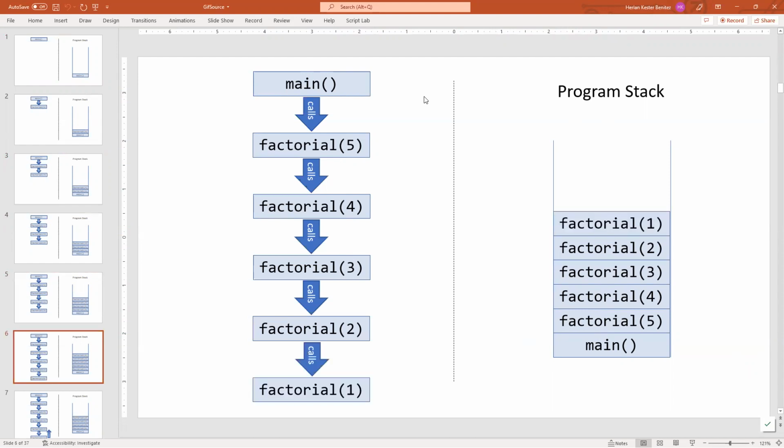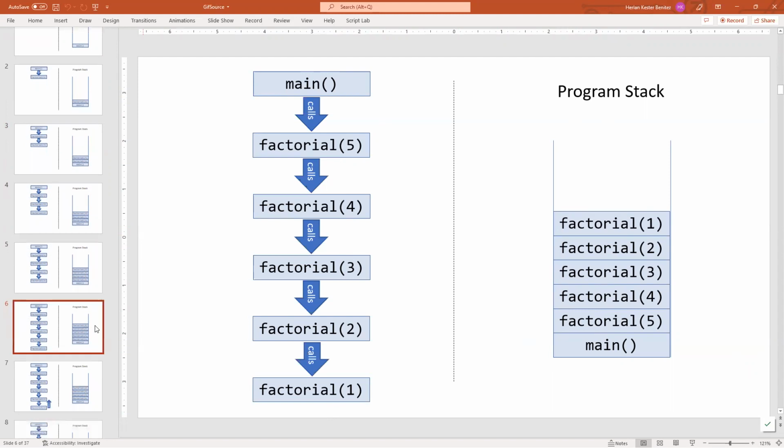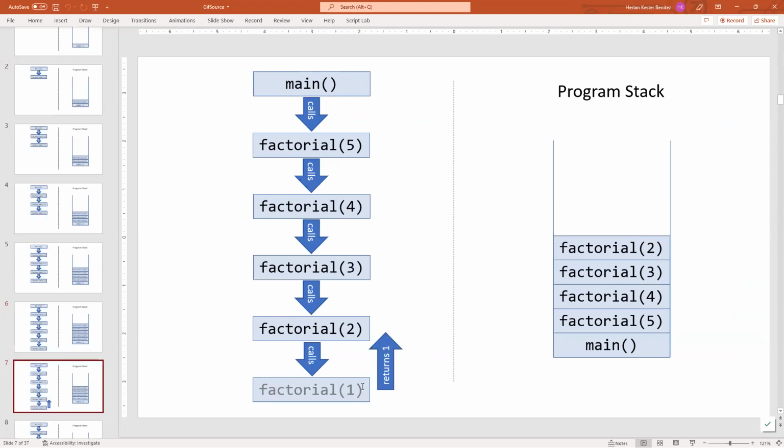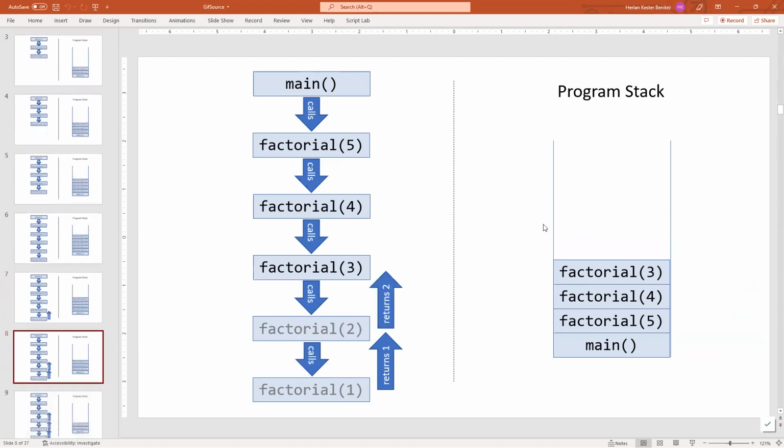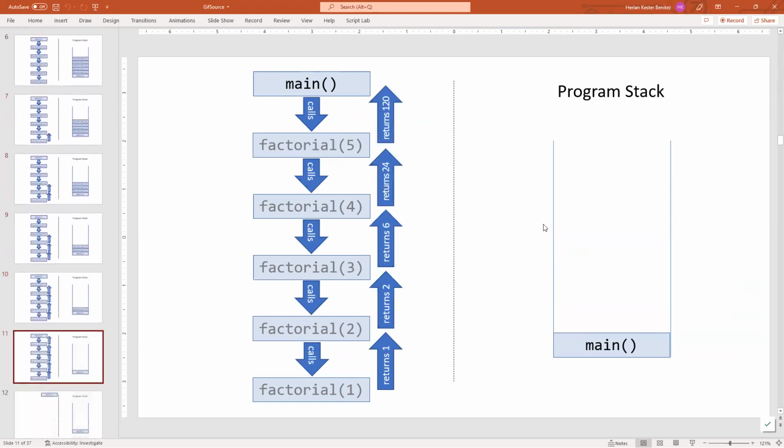So waiting for the base case, pagdating sa factorial 1, dun pa lang tayo matatapos. Or I guess matatapos yung recursion. So when factorial 1 finishes, it returns 1 and dun pa lang siya mawawala sa program stack. Then, pagtapos na si factorial 1, tsaka pa lang matatapos si factorial 2, tsaka pa lang matatapos si factorial 3, and so on and so forth.